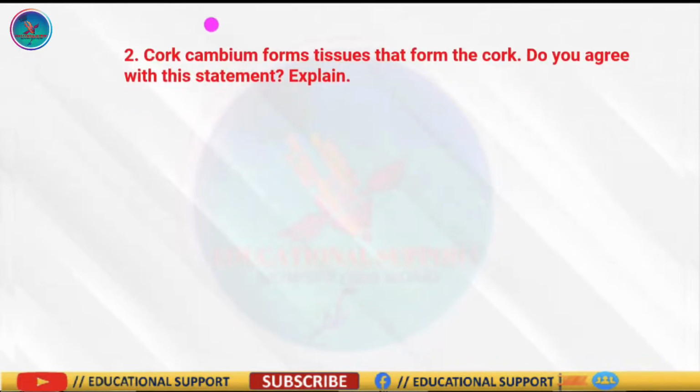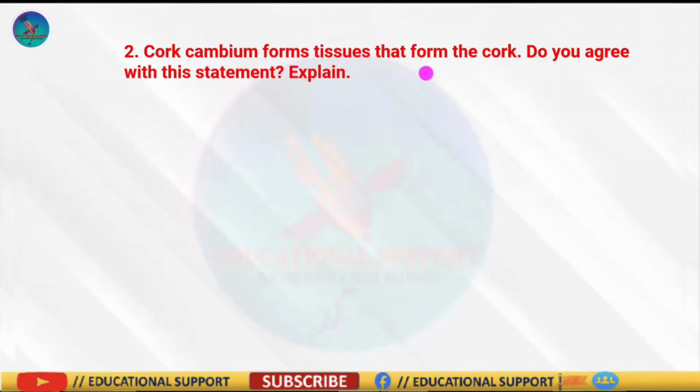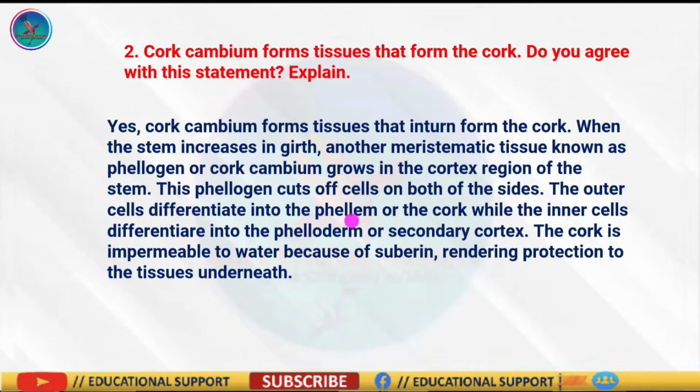Question number 2 is, cork cambium forms tissues that form the cork. Do you agree with this statement? Explain it. So yes, I agree with this statement because cork cambium cuts off cells both on its outer side and the inner side. You know that. So the cells cut off on outer side form cork and cells cut off on inner side form secondary cortex. The cells of cork are dead whereas those of secondary cortex are living. So I agree with this statement.